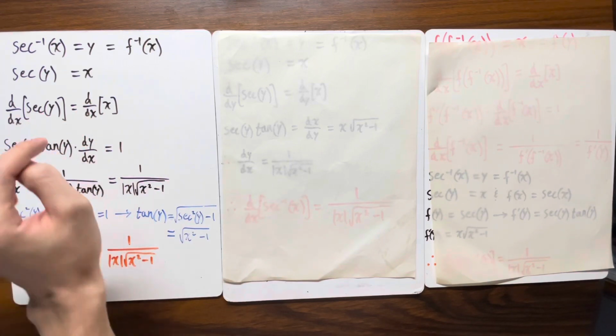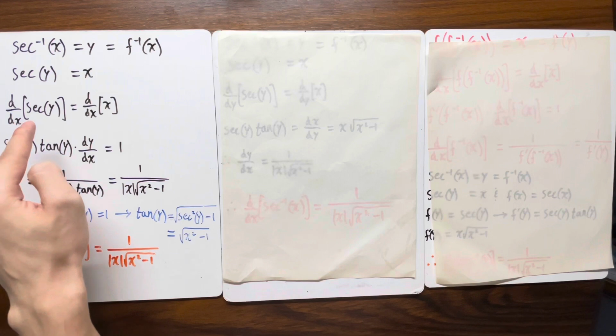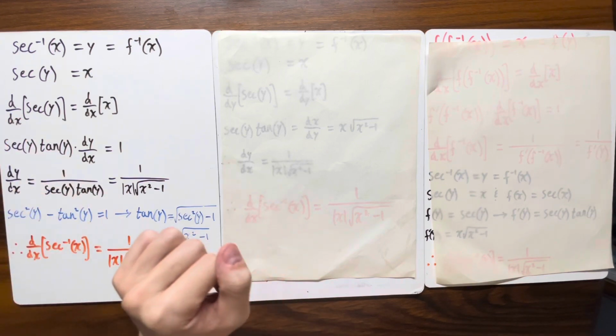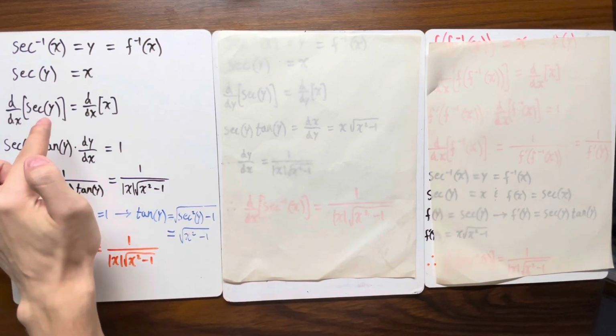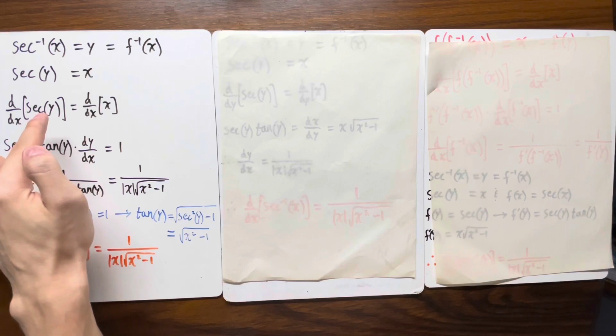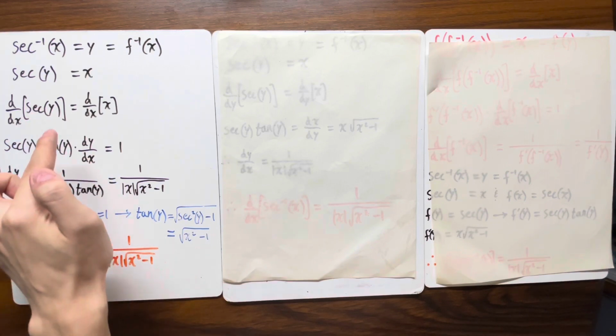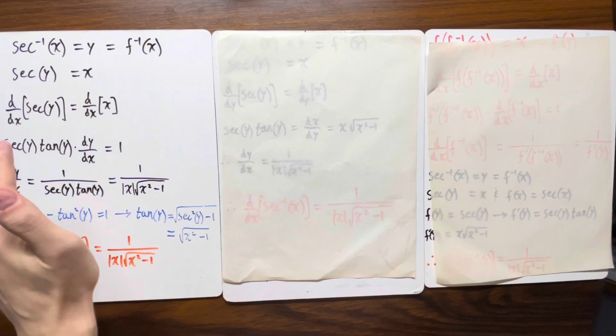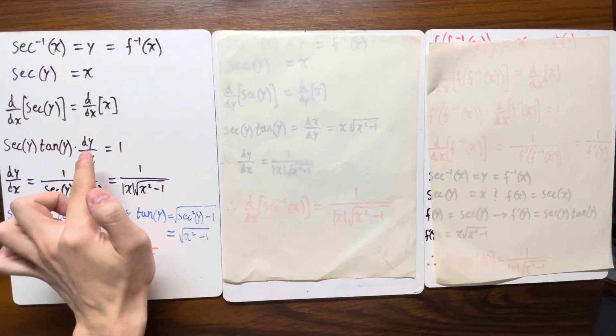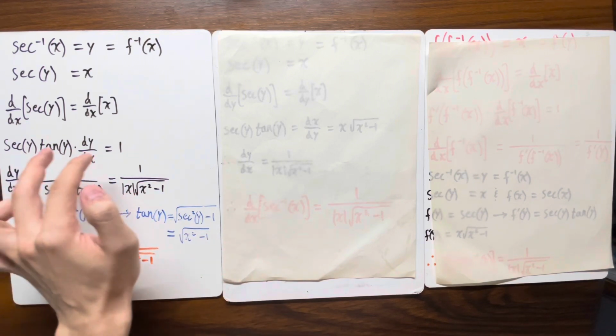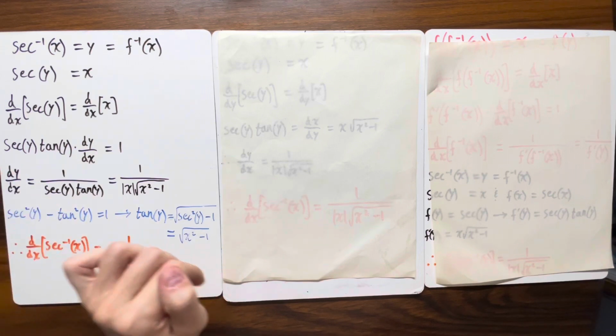The derivative of secant y, well, we've seen that in a different video, the derivative of secant is secant tangent. From here, we have to use the chain rule, so times the derivative of the inside of secant, which is y, so dy/dx, since we're differentiating with respect to x. Now solving for dy/dx, we can divide both sides of this equation by secant y tangent y.